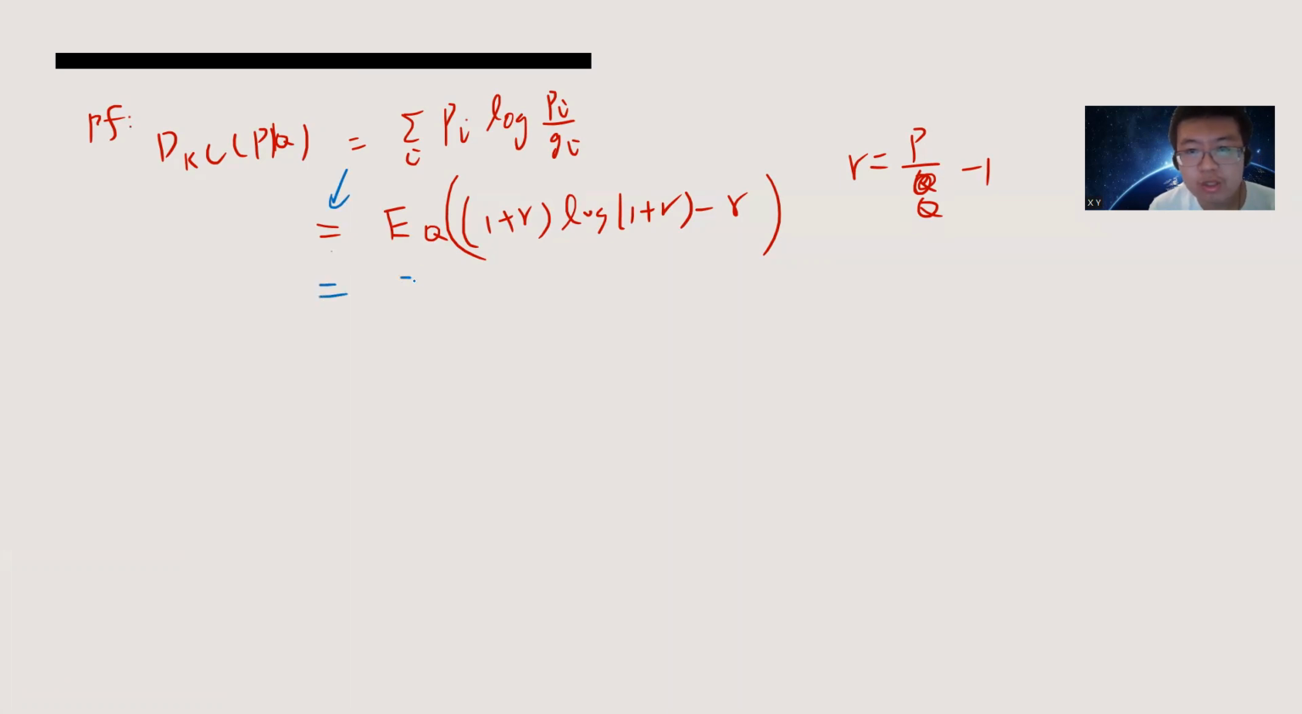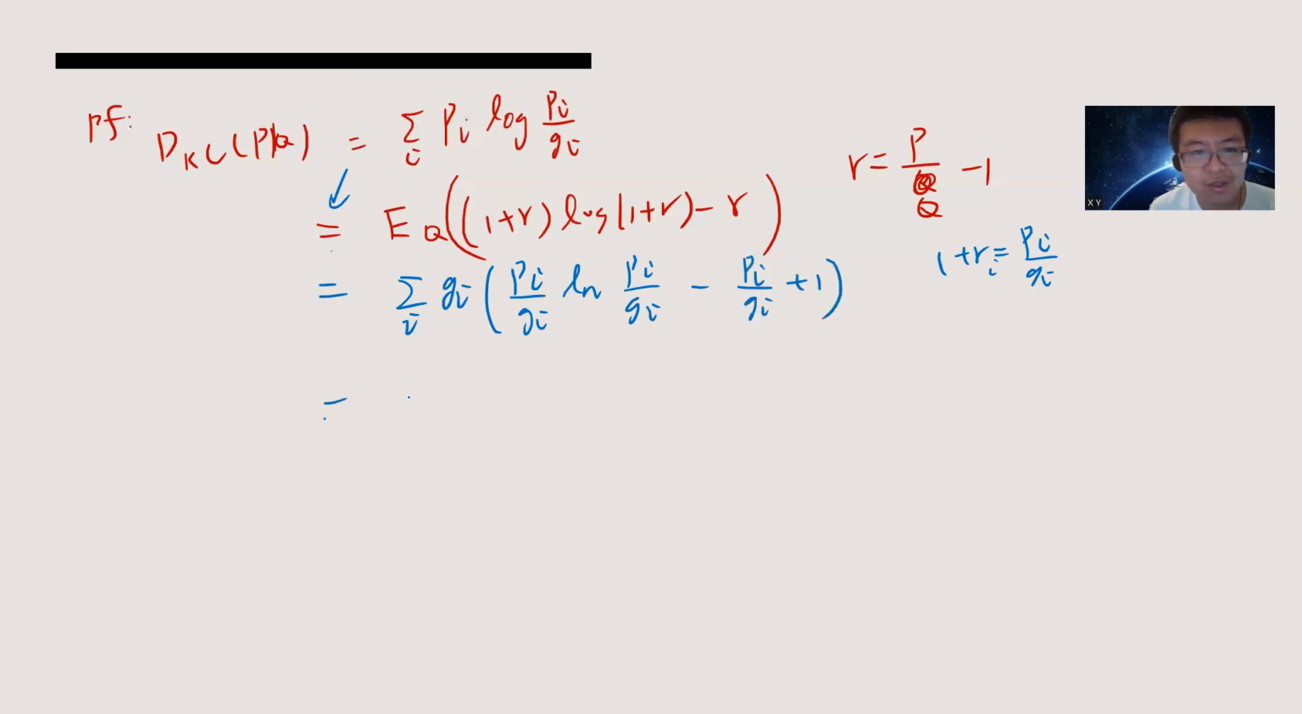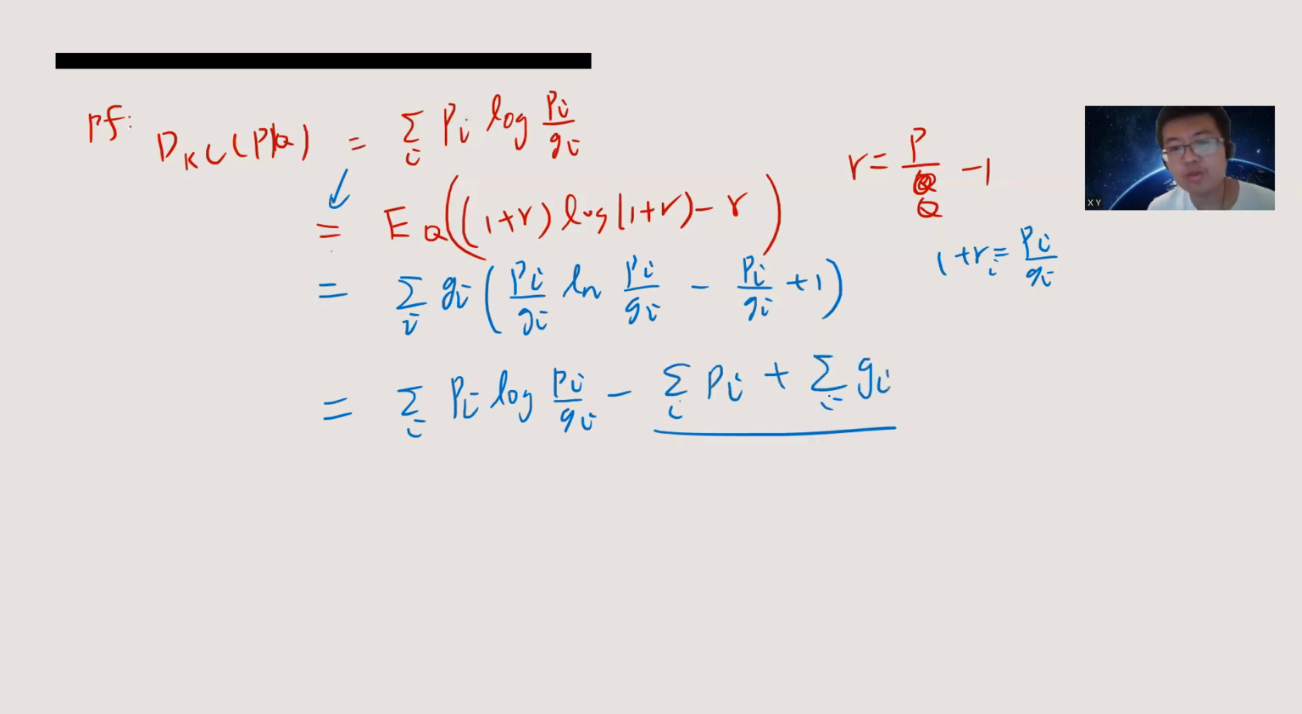So why this is true, you just do the expansion. So the summation over i of q_i, and 1 plus r is just p_i divided by q_i. So you get p_i over q_i times log p_i over q_i, minus p_i over q_i, plus 1. So that's the sum over i of p_i log of p_i over q_i, minus the summation of p_i plus the summation of q_i. These are two probability vectors, they both sum to 1. So this guy is exactly the KL divergence.